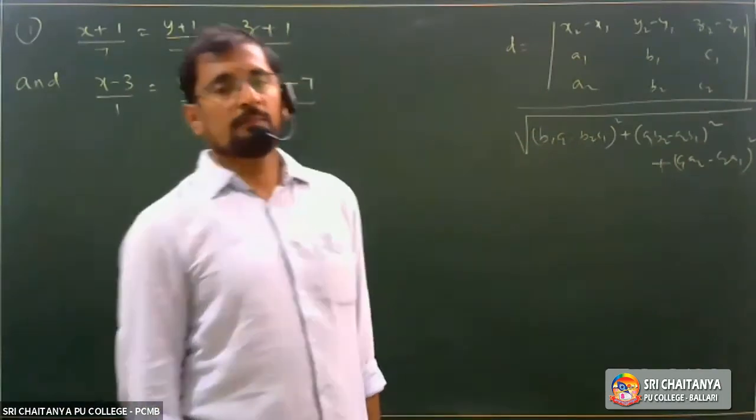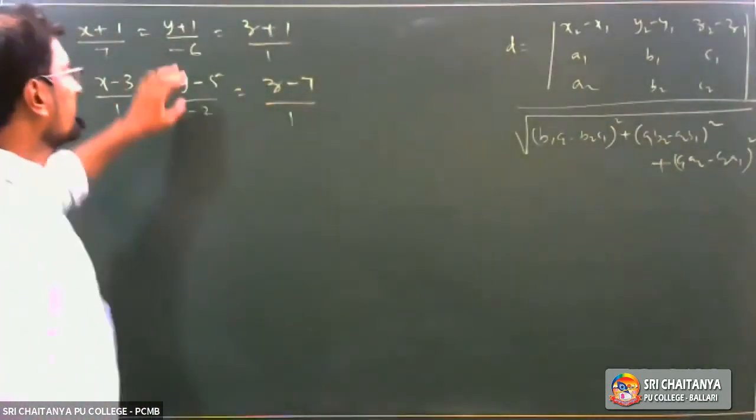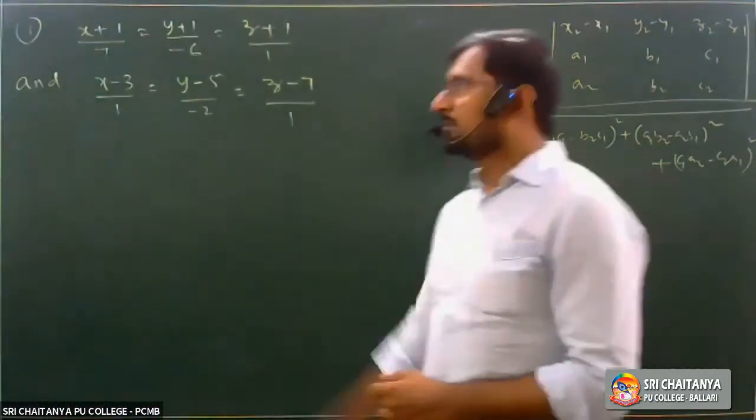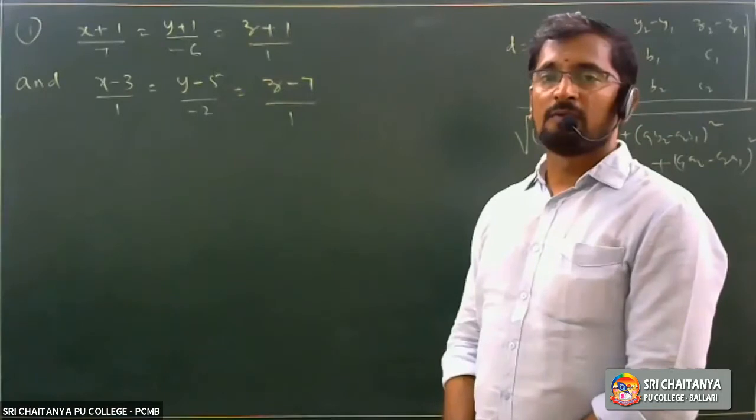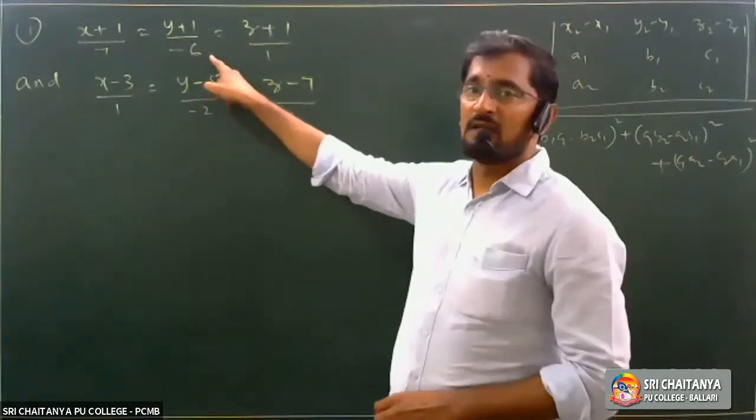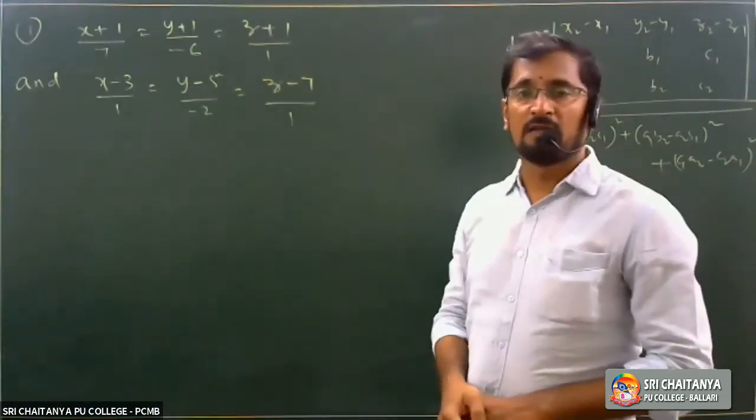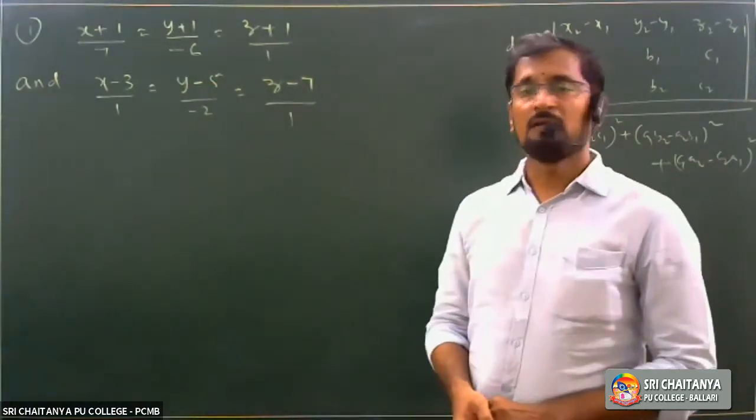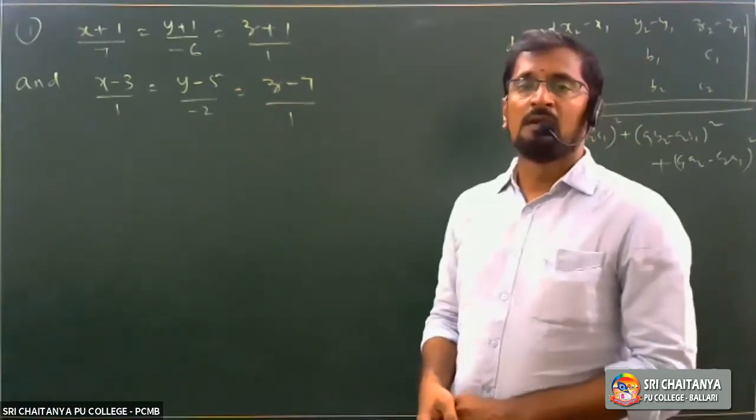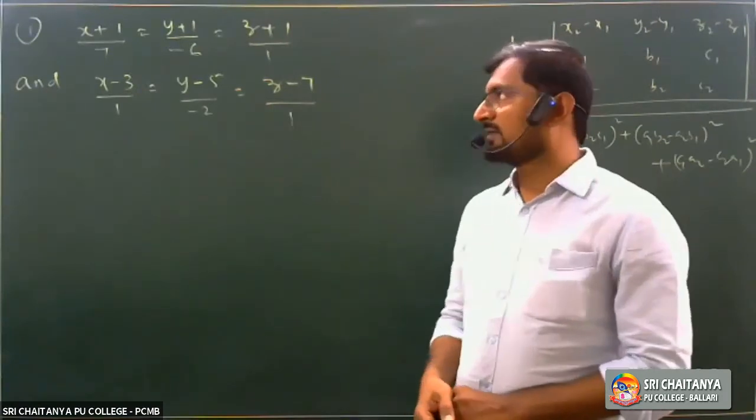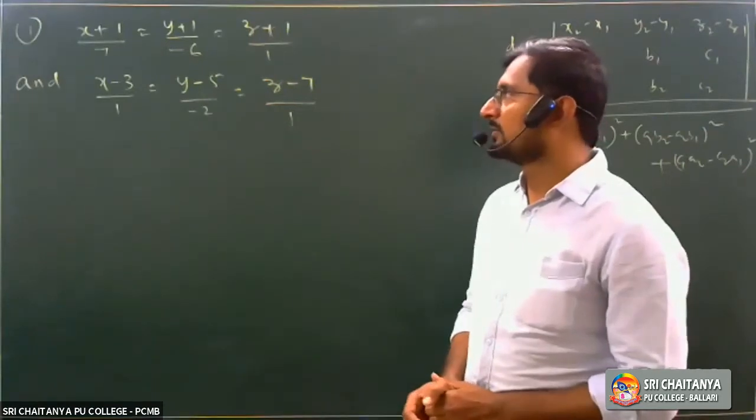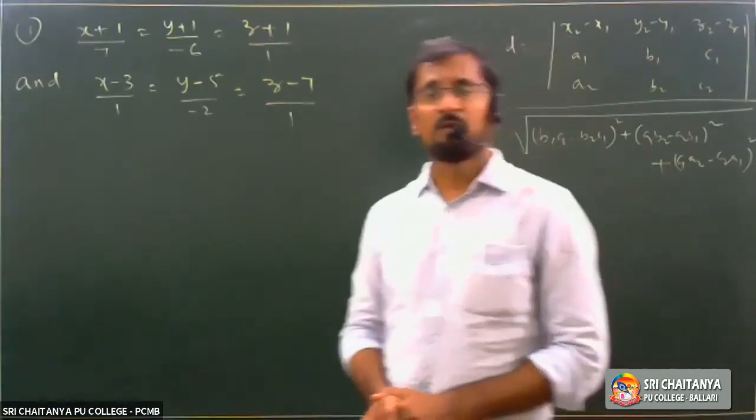Okay? Now, first of all, you should get all those values by comparing these two lines. a1 value is 7, b1 is minus 6, c1 is 1. a2 is 1, b2 is minus 2, c2 is 1. x1, y1, z1 are minus 1, minus 1, minus 1. x2, y2, z2 are 3, 5, 7. I hope you understood this.